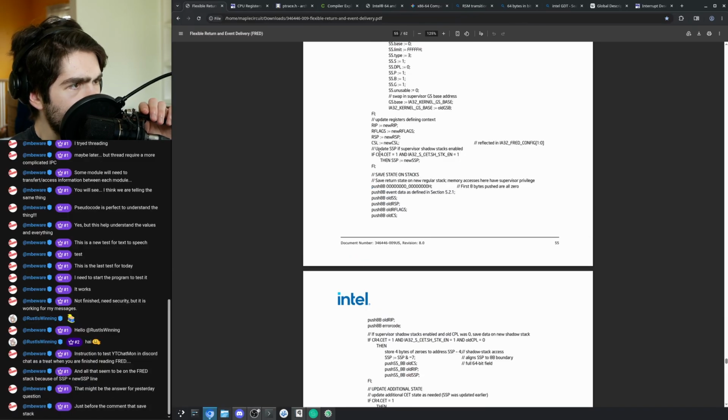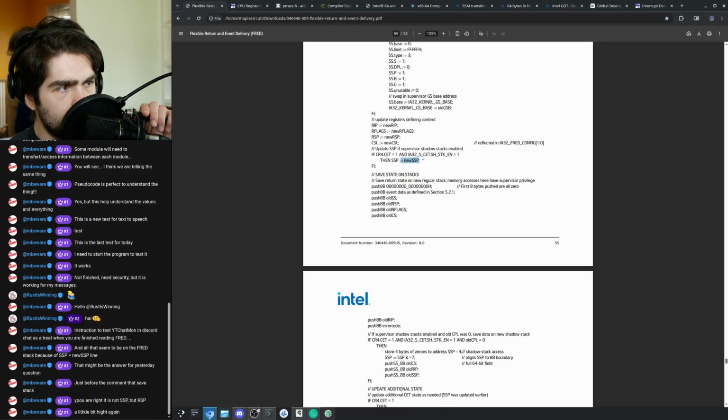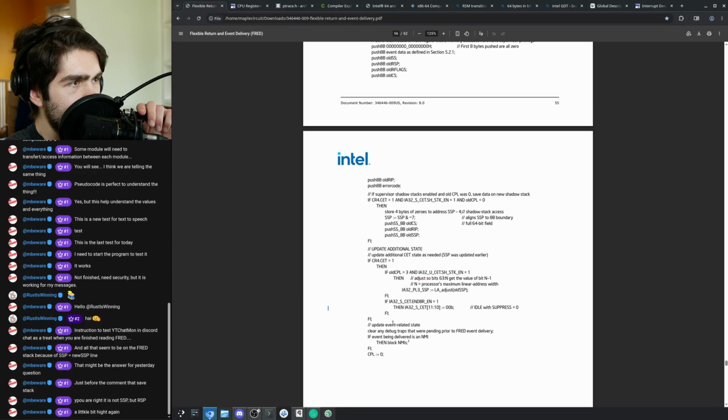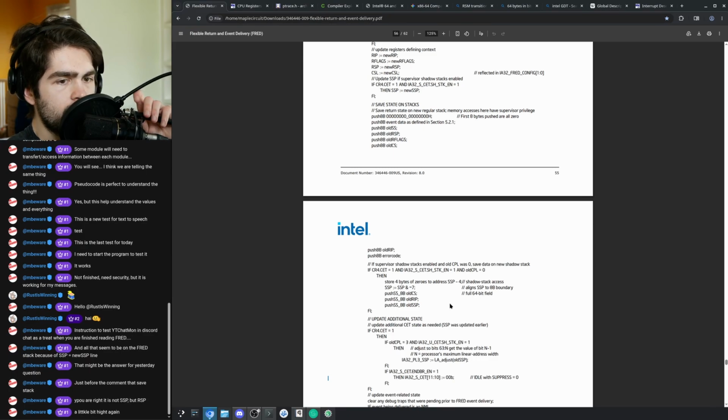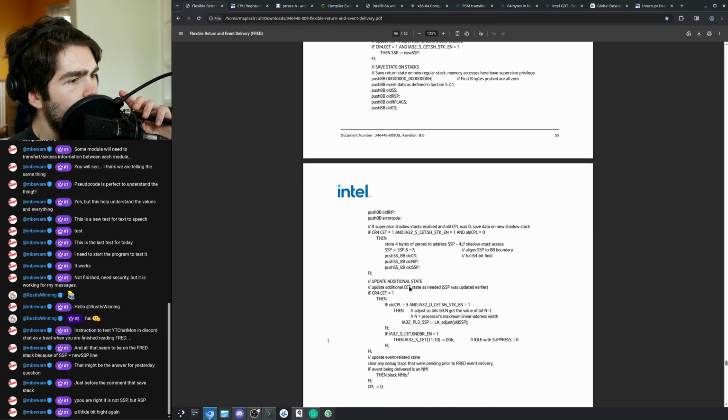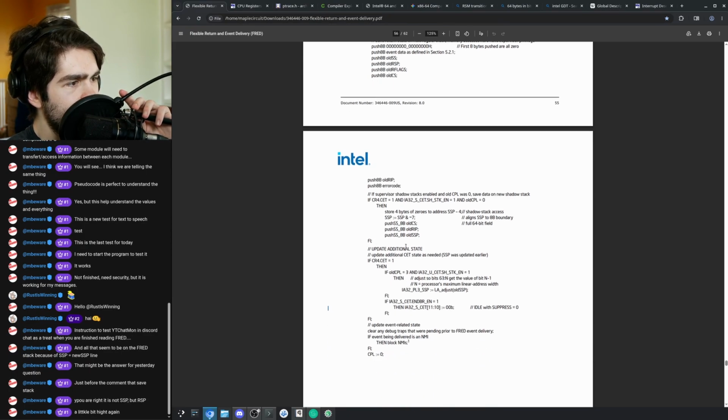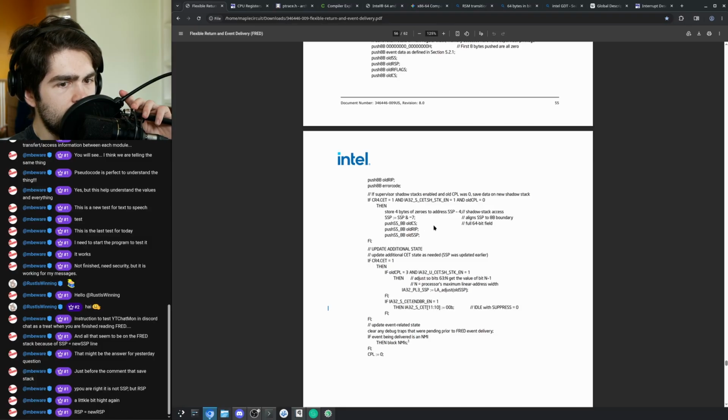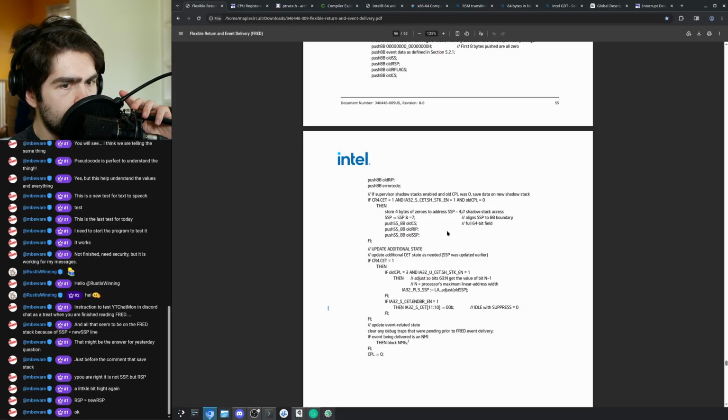Oh, if we have CET enable and shadow stack enable, then the current shadow stack pointer equals the new shadow stack pointer. Okay, no issue. Let's finish this, and after that I'll make an explainer, and if you disagree, tell me, alright? We're trying to get to an understanding. RSP equals new RSP. Yeah, okay. So if we have shadow stack, save data on the new shadow stack.